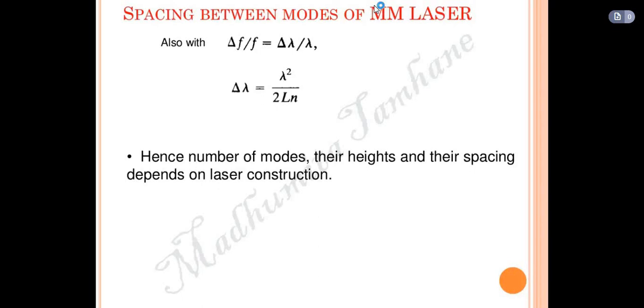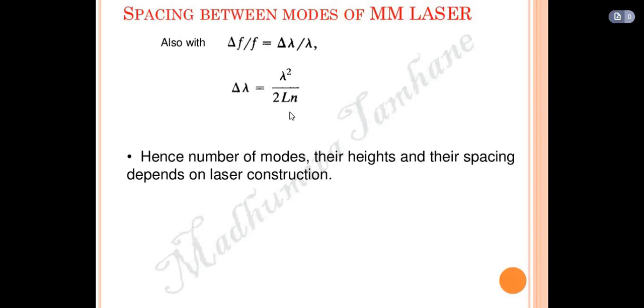Now how do we get the spacing between the modes of multi-mode lasers? Basically, from delta f by f you want to find delta lambda by lambda. What is delta lambda all about? It's lambda squared by 2 L n, small n. This is the spacing between the multi-modes. If I want to find the separation between the multi-modes, I can use this formula: delta lambda equals lambda squared by 2 L n.